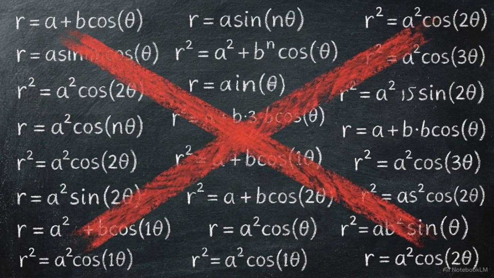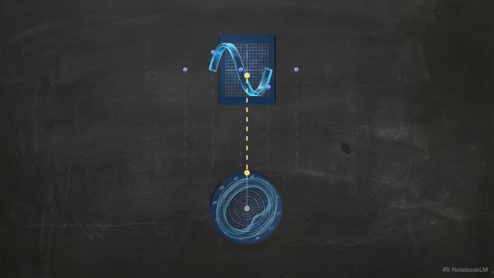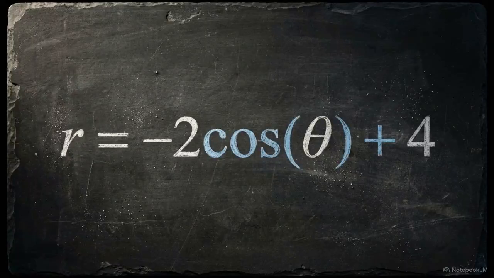By mastering this translation, you remove the need to memorize dozens of specific polar formulas. The graphing process becomes a direct geometric mapping of your wave. We'll apply this method to the equation r equals -2 cosine theta plus 4.